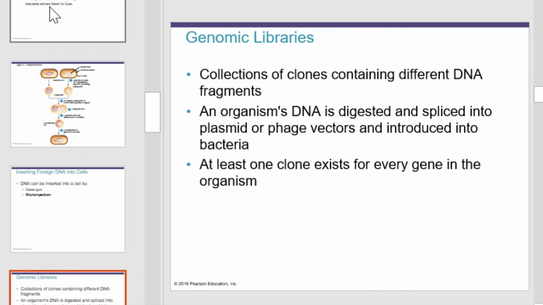Genomic libraries. Genomic libraries are collections of clones containing different DNA fragments. An organism's DNA is digested and spliced into a plasmid or phage vector and introduced into bacteria. At least one clone exists for every gene in the organism in a genomic library.